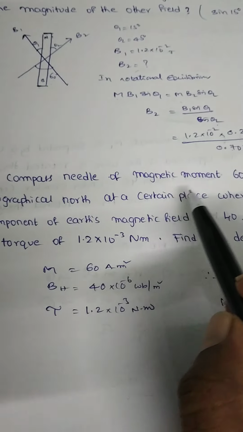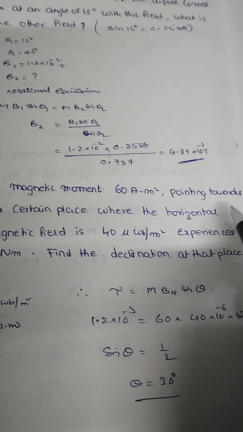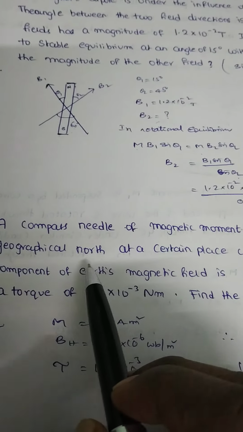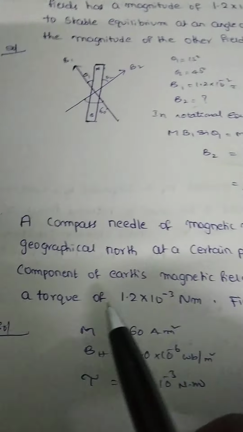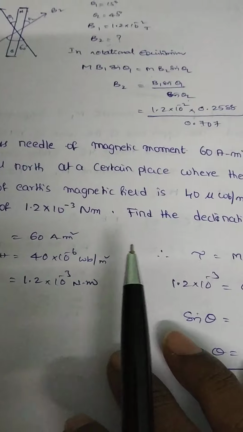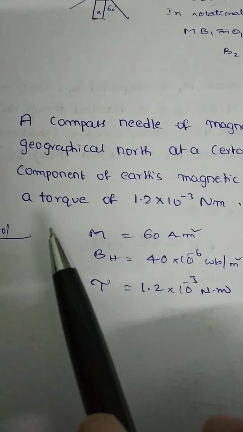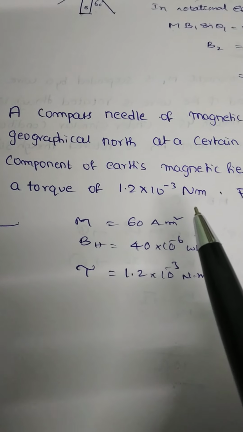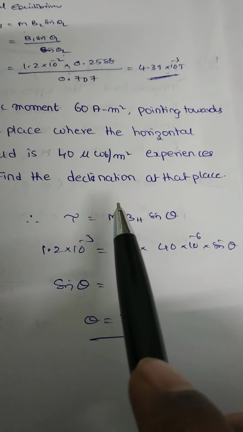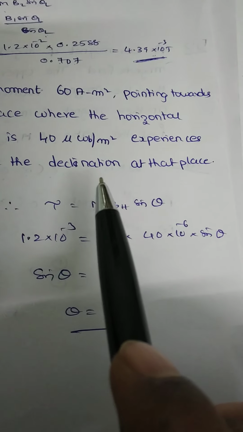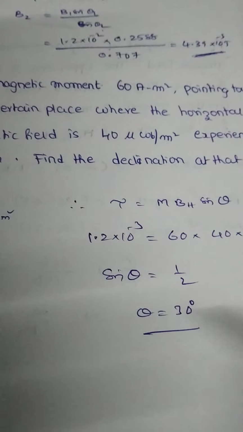In example 3, there is one another example. A compass needle of magnetic moment 60 ampere meter square, pointing towards geographic north at a certain place where the horizontal component of Earth's magnetic field is 40 microweber per meter square, experiences a torque of 1.2 into 10 power minus 3 Newton meter. Find the declination at that place.